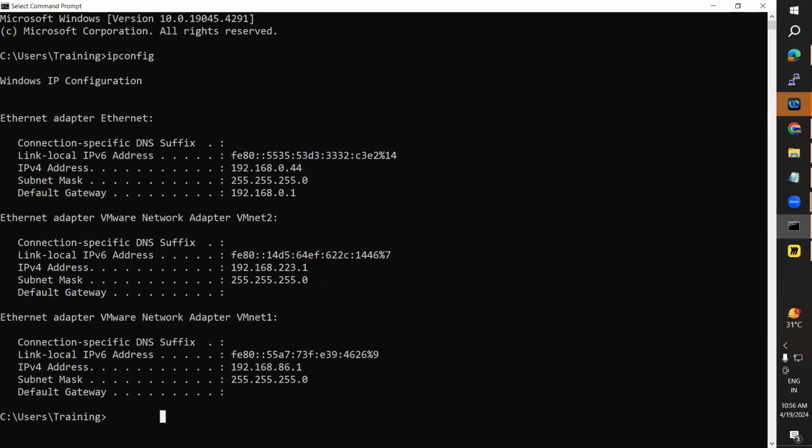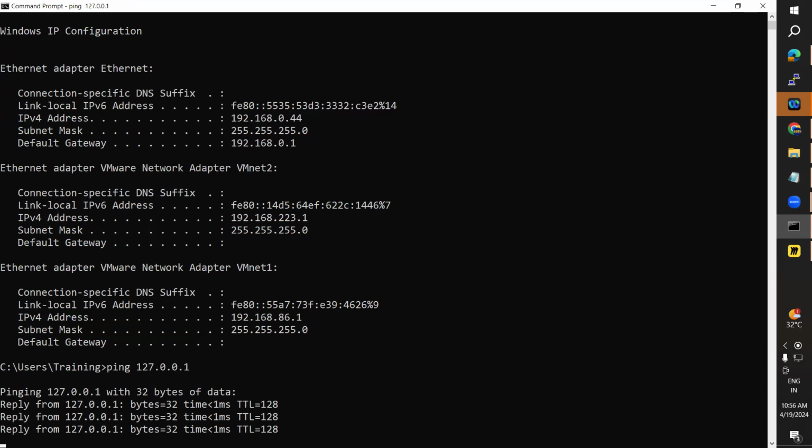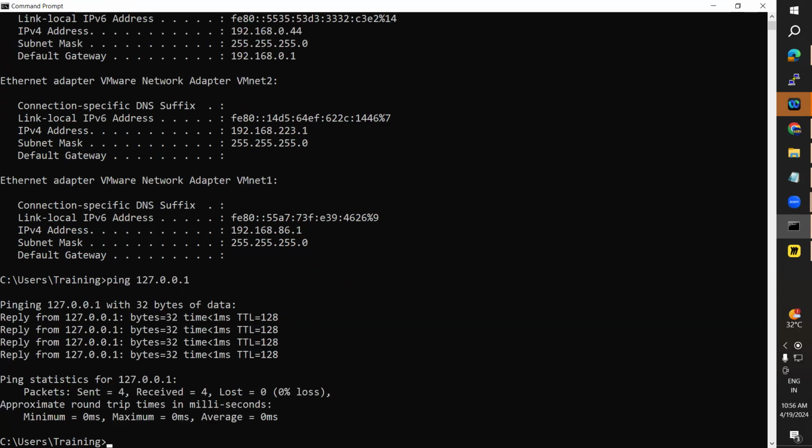Let me ping this IP address. Ping 127.0.0.1. So this is pinging. Ping means packet internet groper.